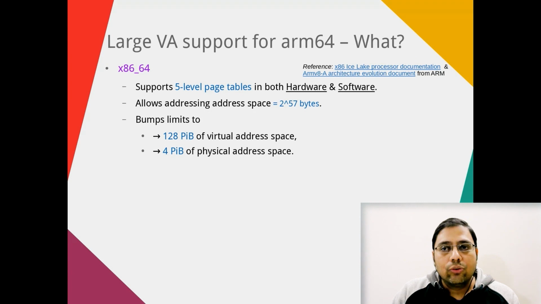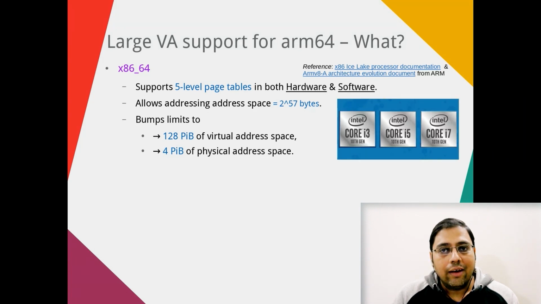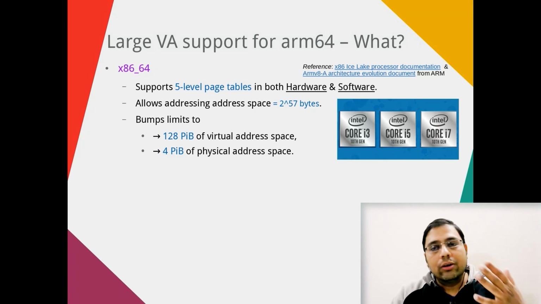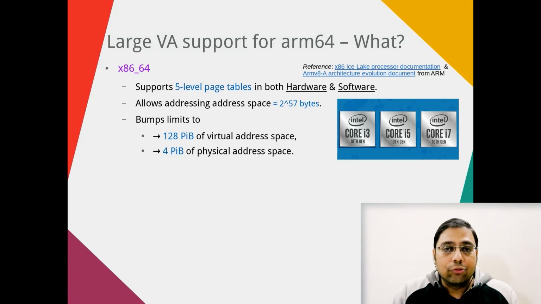Let's see how two well-used architectures, champions in their own right, fare in terms of virtual addressing capabilities. So these are the Intel x86 64-bit, which introduced 5-level page table support in its 10th generation Intel Ice Lake cores. Cores like the Core i3, i5, and i7 support 5-level page tables, which allow them to address up to a 57-bit virtual address space.